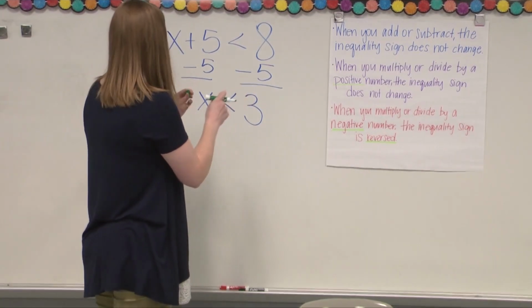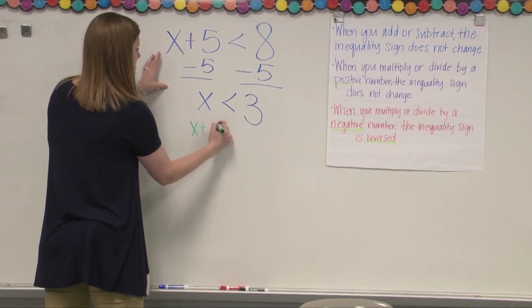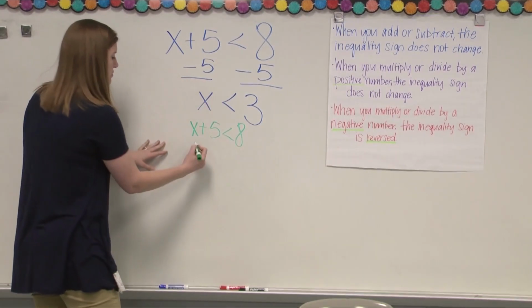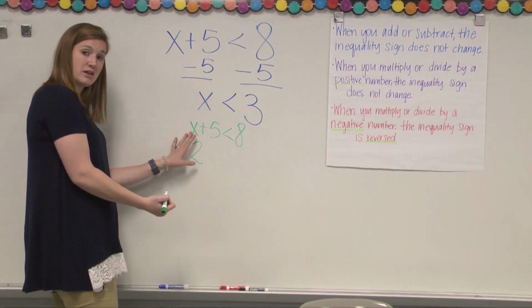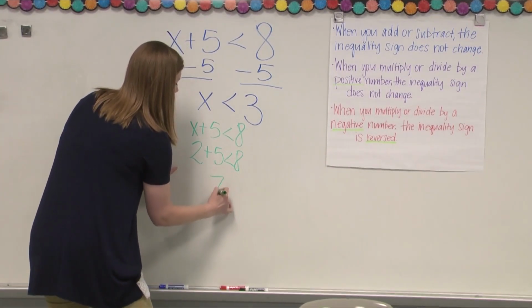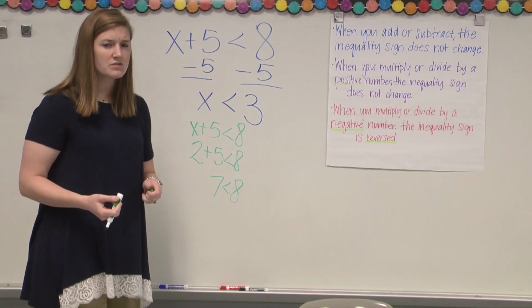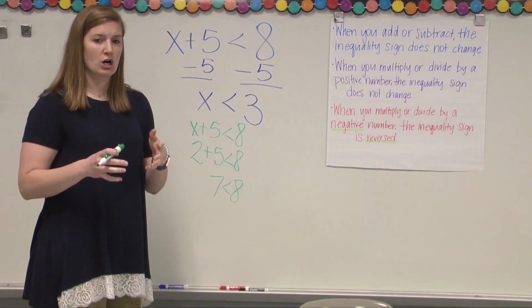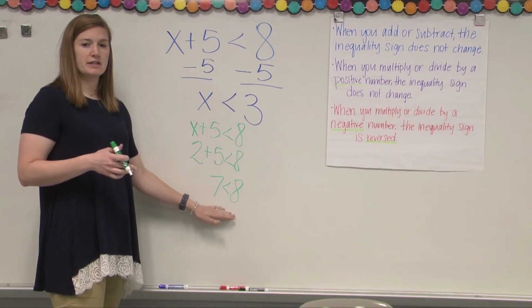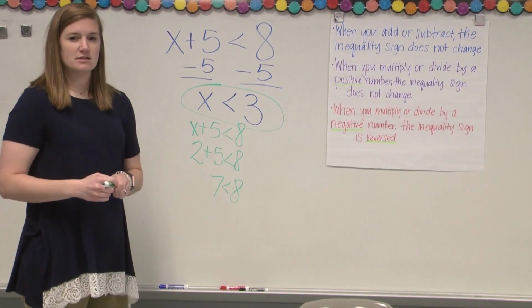So when I go back to this inequality here, I've got x plus 5 is less than 8, and I'm going to use 2 since 2 is less than 3 and substitute 2 in place of that x. 2 plus 5 is 7, and 7 is less than 8. So, since using that number that's less than 3 makes this inequality true, we know that x is less than 3 is our answer to this inequality.